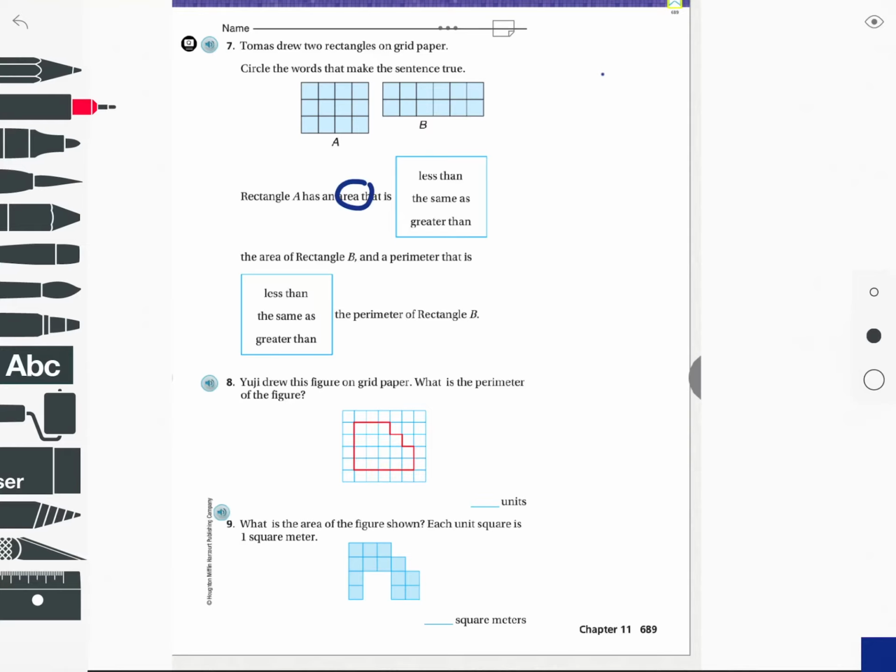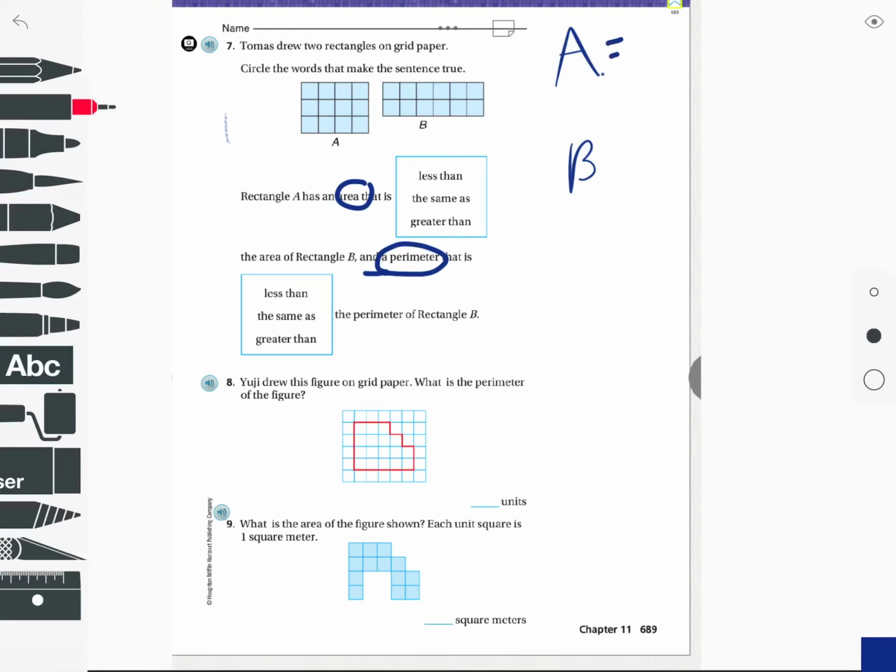The area of rectangle B, and a perimeter that is less than, the same as, or greater than the perimeter of rectangle B. So I know I need to figure out the perimeter and the area. So I need to, let's see, use this one over here. So first I need to find the area and perimeter of A and of B. I don't really like that one. We'll try this one.